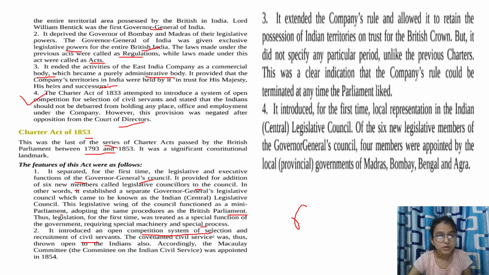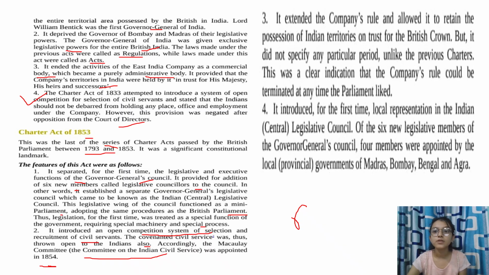The Covenanted Civil Service was thus thrown open to Indians also. Earlier it was rejected, but later it was open for Indians who were eligible to be a part of that particular council. Accordingly, the Macaulay Committee, the Committee on the Indian Civil Service, was appointed in 1854. So these are the important years that you need to remember.